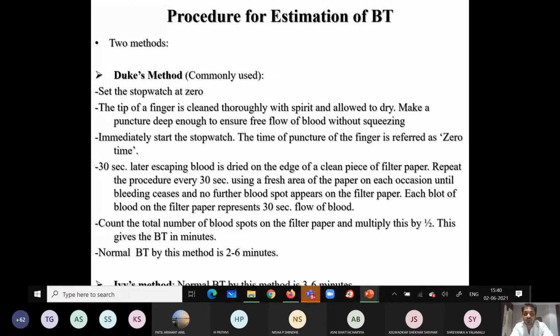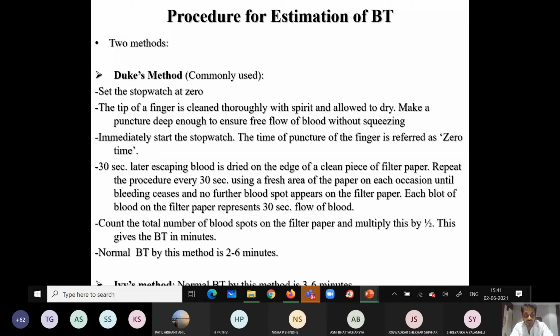I have seen so many of you squeezing during the RBC count practical and WBC count practical, where you may find some error. But here, in the bleeding time or clotting time practical, if you squeeze the area, the error will be multiplied many times. So don't squeeze the area.